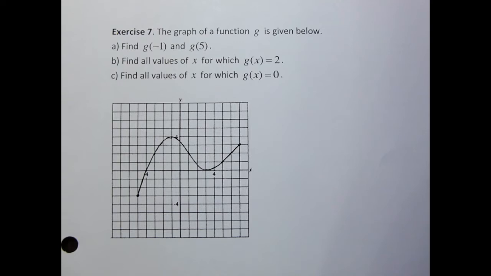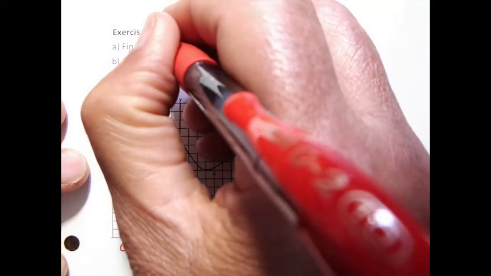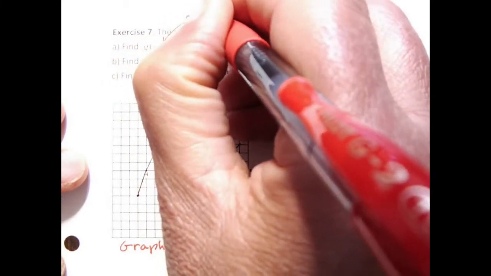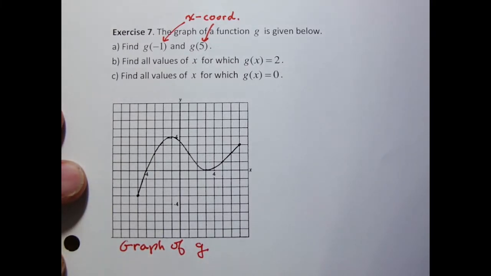In exercise 7, we're going to look at the connection between function notation and graphs. The graph of a function g is given below, so this is a graph of g. We think of g as the name of that function, right? And in part A, we want to find g of -1 and g of 5. The -1 and the 5 that we see inside parentheses, those are x coordinates. So we want to find the corresponding y coordinates for those x coordinates.